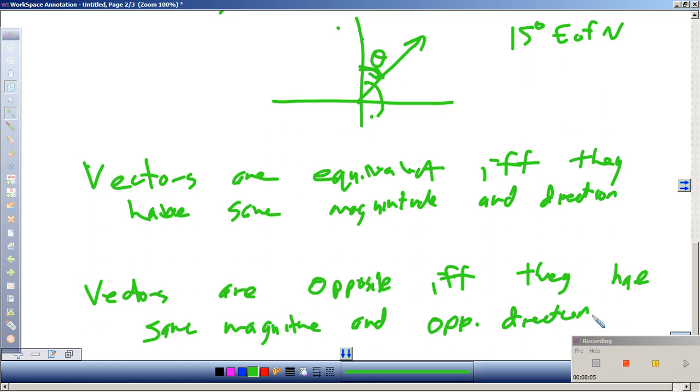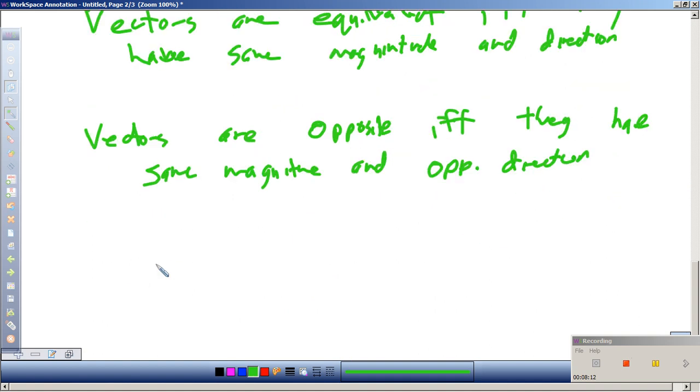Now, there's a special vector you need to be aware of: the zero vector. Oftentimes you're going to see it either as a bold zero or zero vector. I would usually write it like this. What is the length of a zero vector? Zero. What is the direction? Any direction. It's just a point. It's a vector that has zero magnitude.